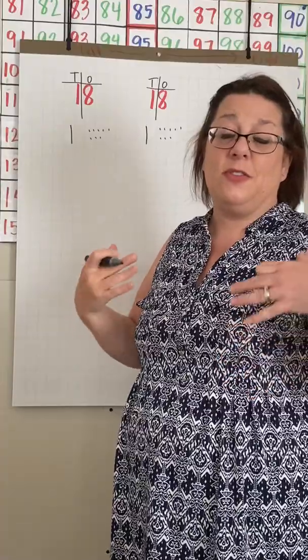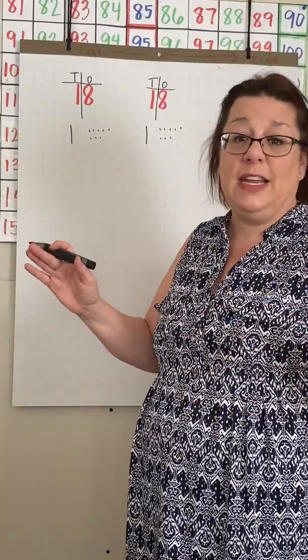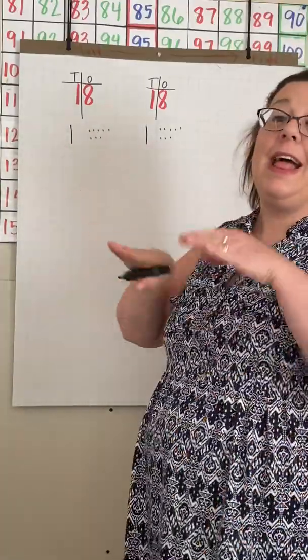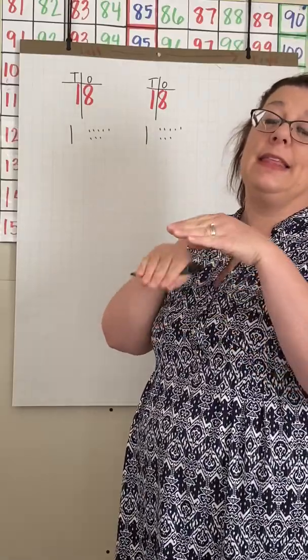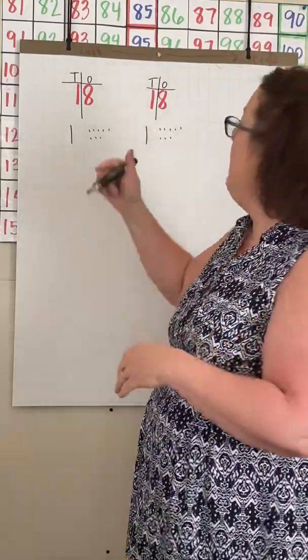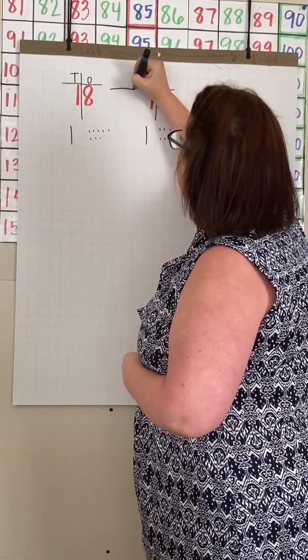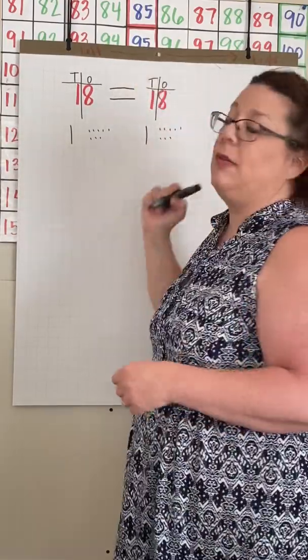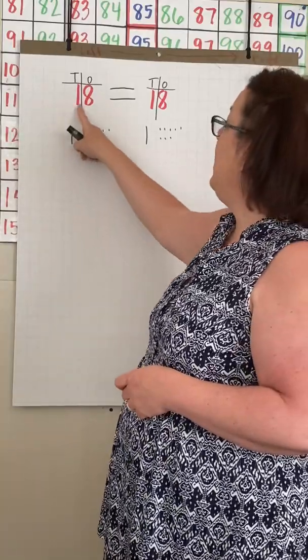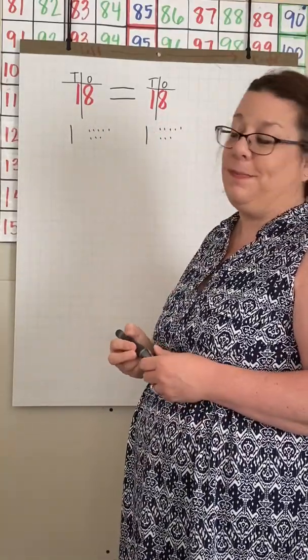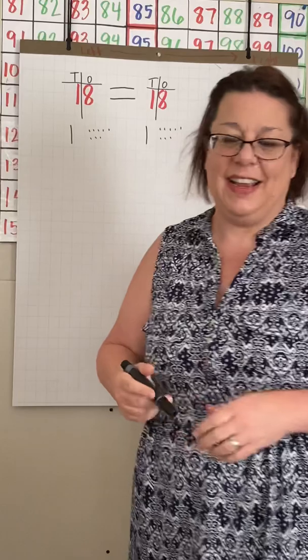If it's you and your sister or you and your brother and you are sharing it evenly, you are both going to get the same or an equal amount. So we are going to put equal right there. They are equal to each other. Okay? All right, good job.